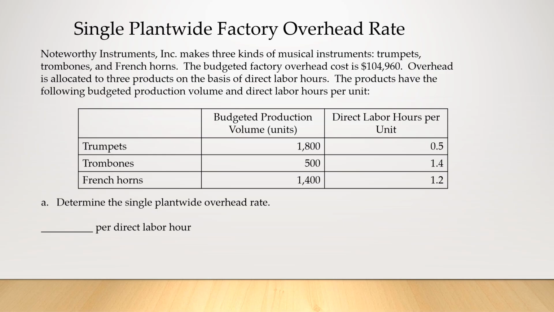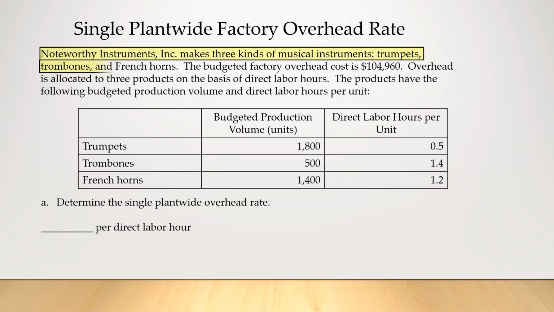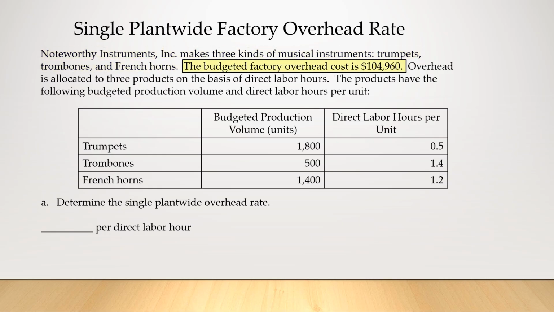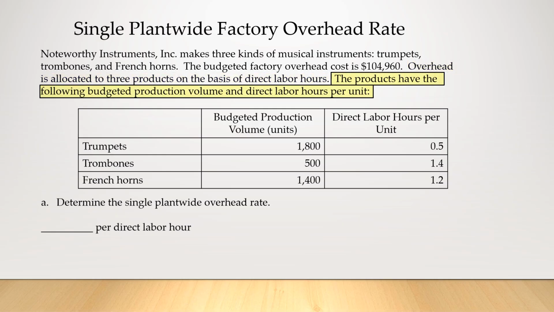Turn to page 7. Noteworthy Instruments makes 3 kinds of musical instruments: trumpets, trombones, and French horns. The budgeted factory overhead cost is $104,960. Overhead is allocated to 3 products on the basis of direct labor hours. The products have the following budgeted production volume and direct labor hours per unit.